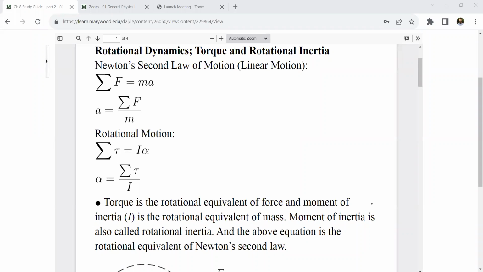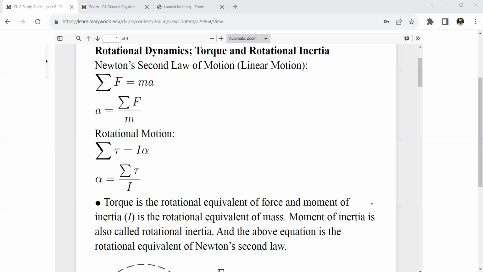All right, so this is the second part of chapter 8. Here you are going to learn a few more things about rotational motion. But if you understand the things that we already discussed in the last lecture, it would not be too bad. It's basically comparing some quantities with the linear quantities. Okay, so that's it basically. For example, the first thing we are going to learn is a rotational equivalent of Newton's second law.